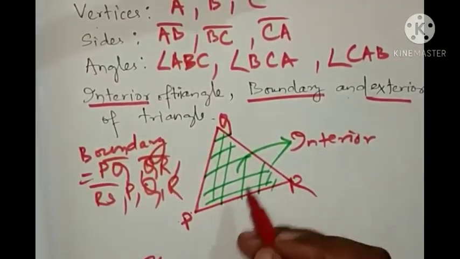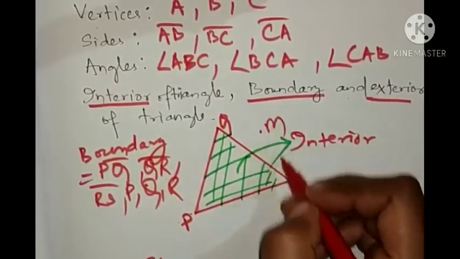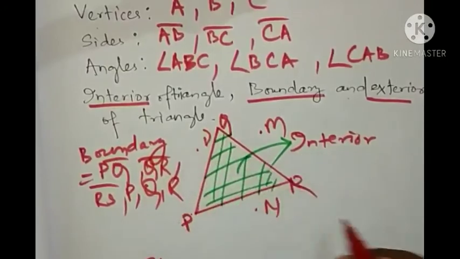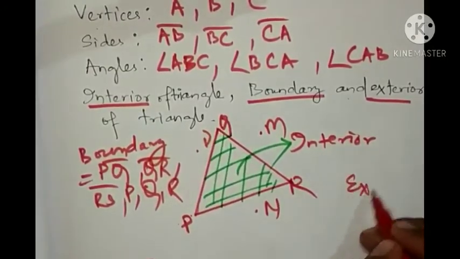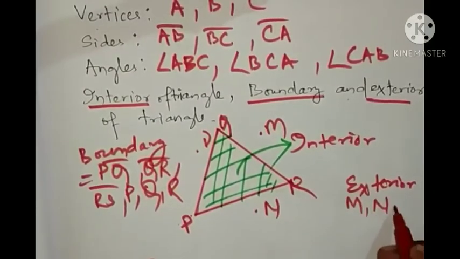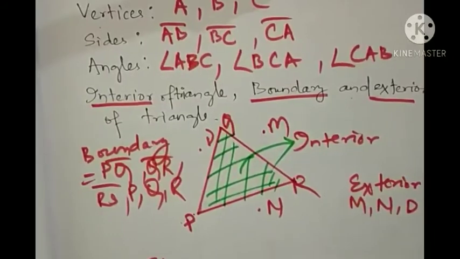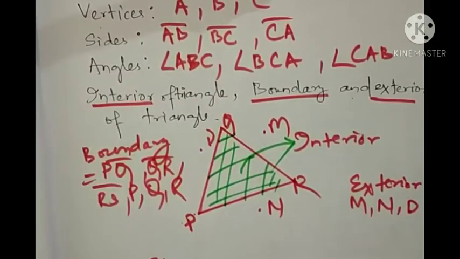Then the exterior of the triangle means outside. If I put points M, N, D, these three points are in the exterior. So this is about your angles and triangles. I hope you have understood. Thank you.